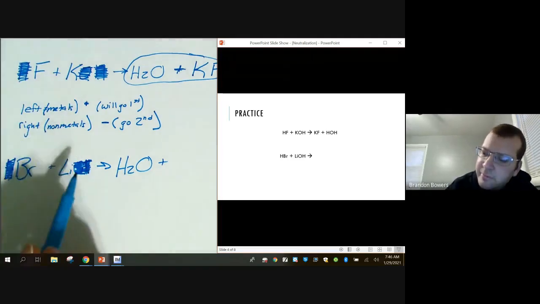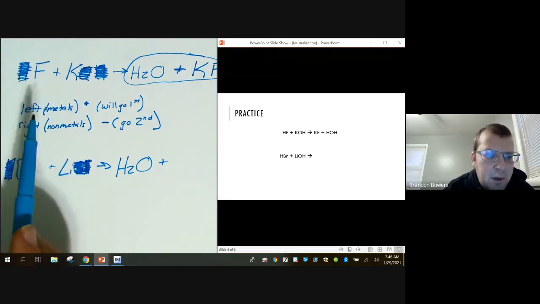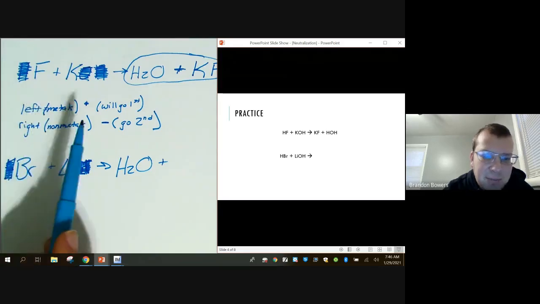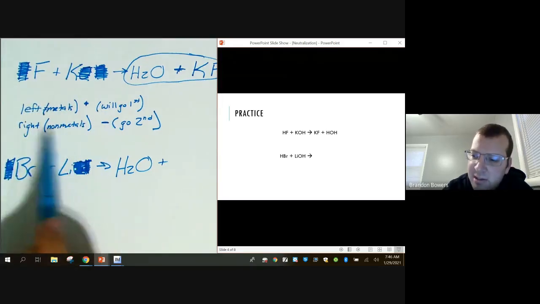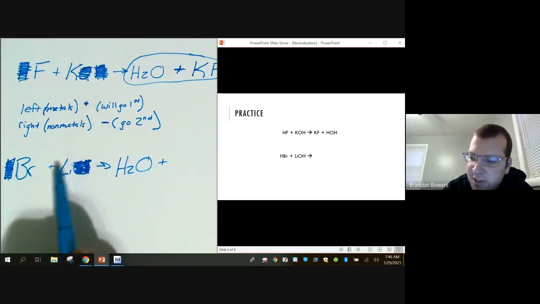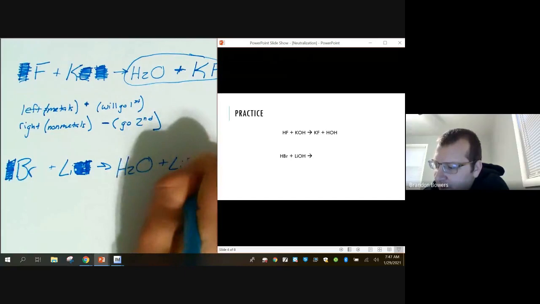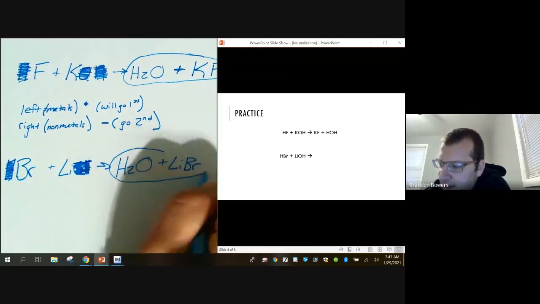Out of these two elements, one of them is on the left of the periodic table, and that one will go first. The other is on the right, and that will go second. Hopefully you saw element number 3, lithium. That's on the left, so lithium will go first, which means bromine will go second, and that's your answer.